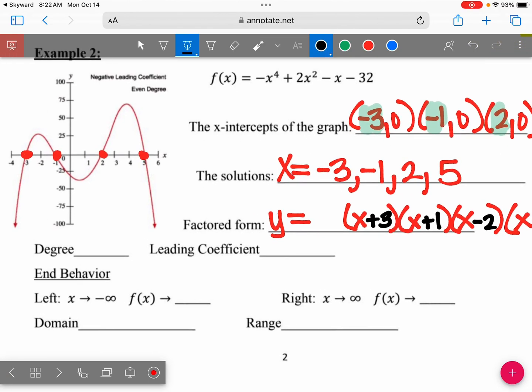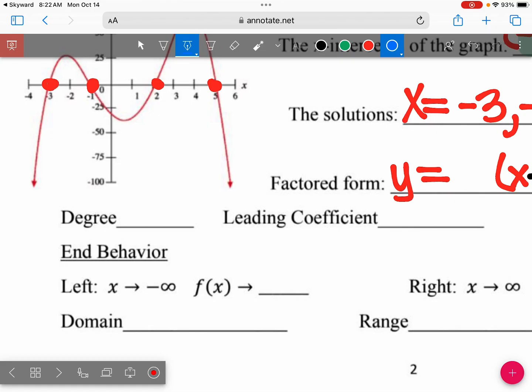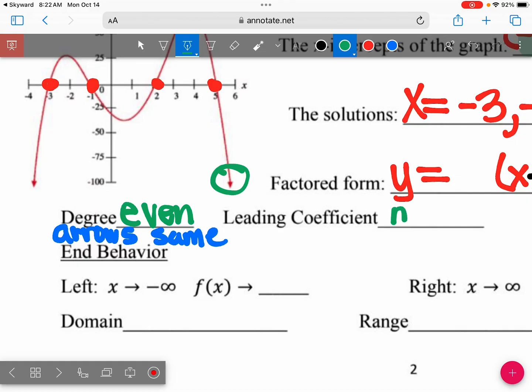Now, do you think this is even or odd? Even, because arrows are the same. So I'm going to write that just in case you don't remember. Remember, if the arrows are the same, then we call that an even function. And both arrows are going down. So this is an even negative.